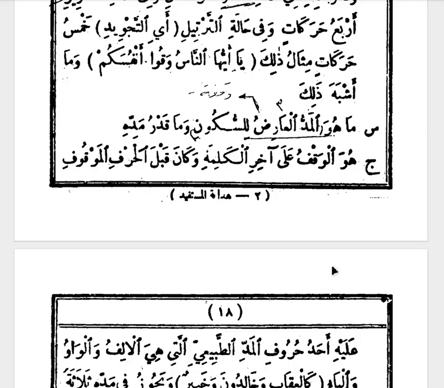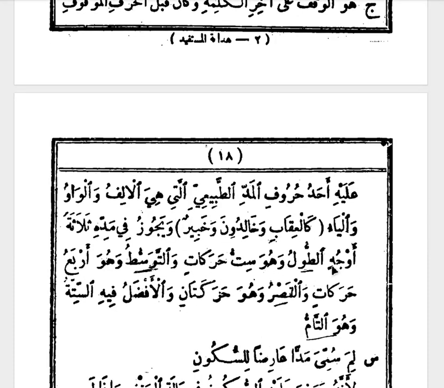Now the second condition is just before the last letter of that word, you look there, and if you notice one of the 3 letters of madd, that is alif sakina, waw sakina, or ya sakina, then it is madul arid lisukun. Remember the 2 conditions. The first one, you have to stop at that word when you are reciting. And the second one, the letter just before the last letter has to be either alif sakina, waw sakina, or ya sakina. Now look at the examples.